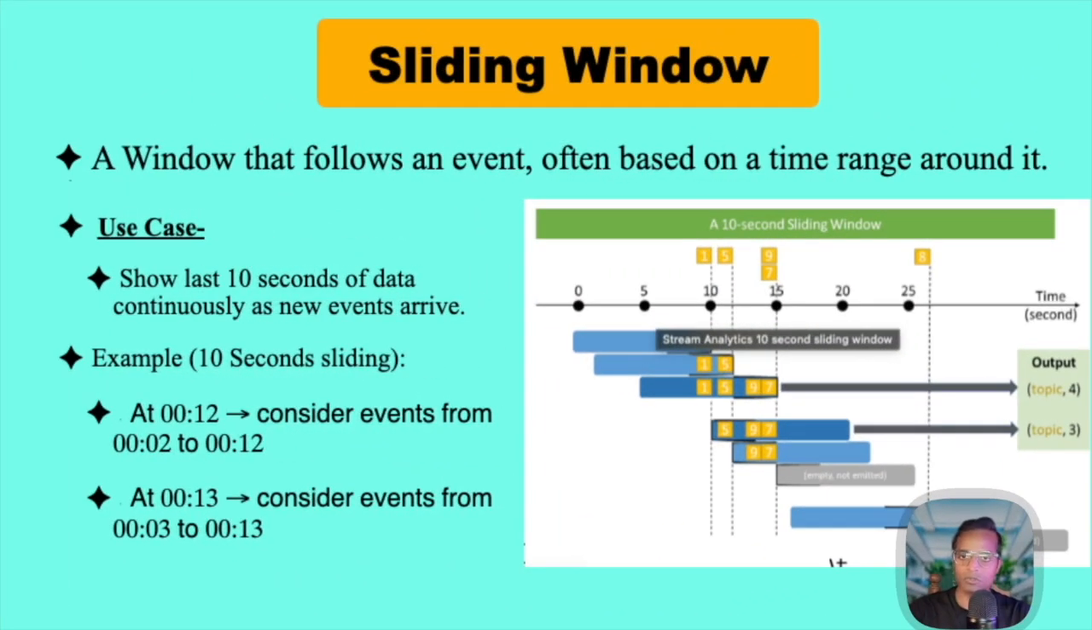So a sliding window is a window that follows an event, often based on a time range around it. One use case is show me the last 10 seconds of the data continuously. So that 10 seconds duration will be sliding based on the event. Anytime a new event comes, the last 10 seconds of data will be captured and then outputted. And then we have something called a session window.